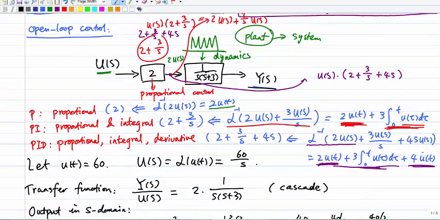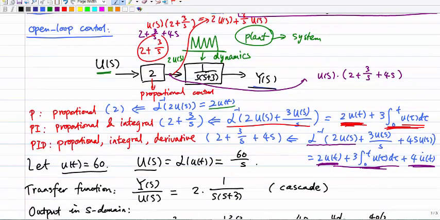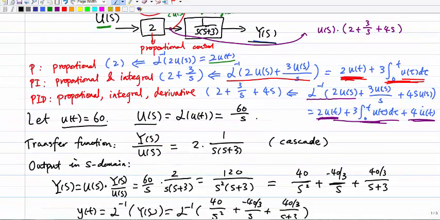Assuming here my u(t) is 60, just make up this number for the moisture level. Of course, my U(s) is just the Laplace transform of that, given by 60 over s. So, assuming here I use just proportional control, the transfer function, because this is cascade, Y(s) over U(s) is just the product, 2 times 1 over s times (s plus 3). This is cascade. So the output in the s domain will be just U(s) times this transfer function.